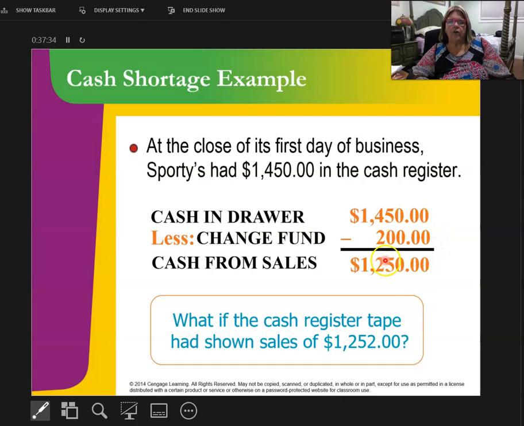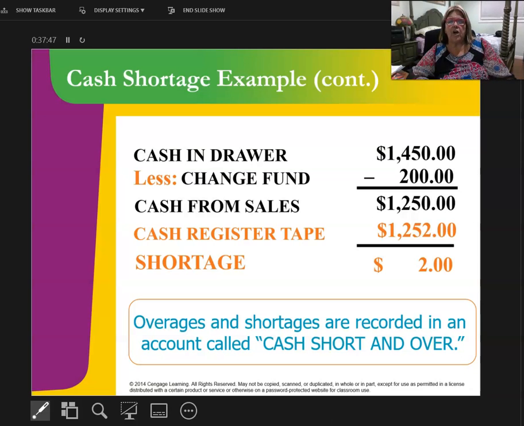So in this scenario, what if this is what the cash in the drawer said, but this is what my register tape actually says. So I'm off. I'm off by $2. And here's where we use the account called cash short and over. And it's very simple. It's like a slush account. It's only to be used for shortages or overages. And here's how I remember. The short is a debit, the over is a credit.